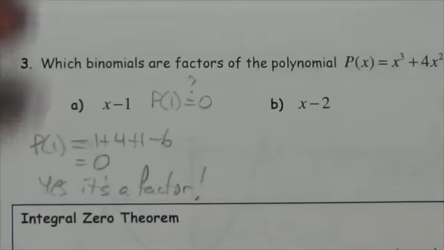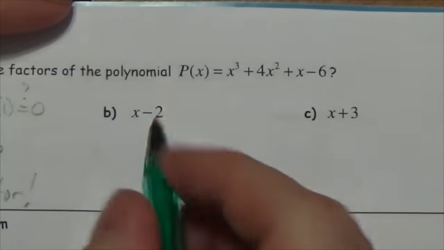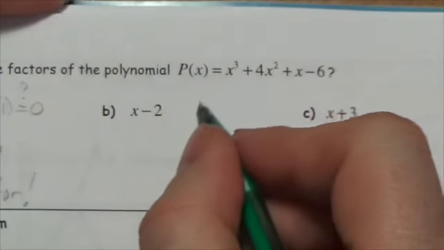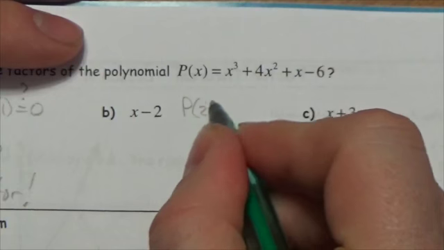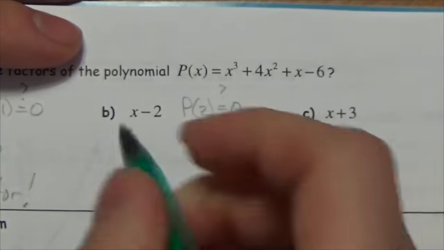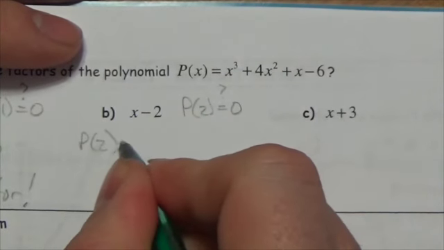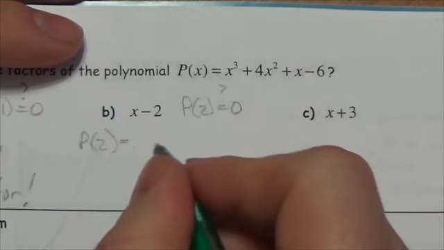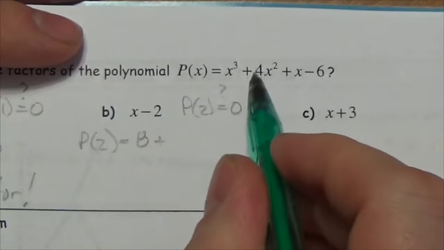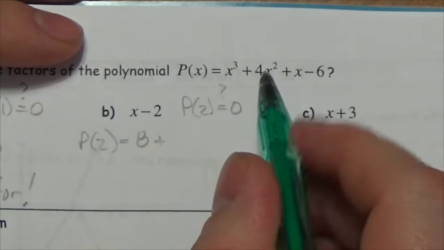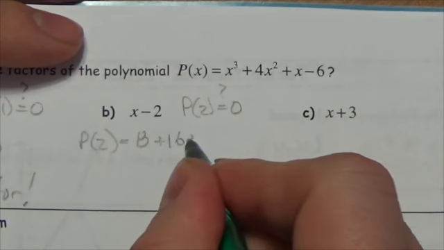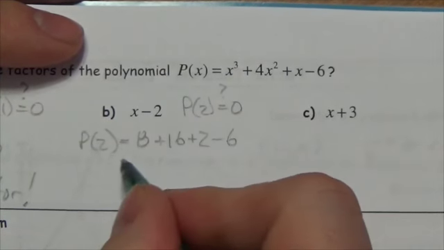Okay, good. Now, x minus 2. If I'm going to check x minus 2, then I want p of 2 to equal 0. Don't know if that's true, so let's just check here. P of 2. Okay, 2 cubed is going to be 8. 2 squared is 4 times 4 is 16. Plus 2 minus 6.